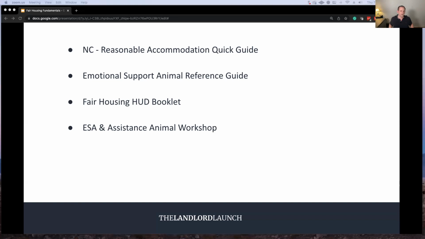And then I've included a Fair Housing HUD booklet. This is a booklet that's produced by HUD that goes over all the basics of fair housing. What I like about this, especially if you get more current versions, is it'll talk about the fees, the fines, the investigation process, things along those lines. So it's a great resource to have if you ever have questions about fair housing, the HUD process, complaints, ADA, things along those lines.